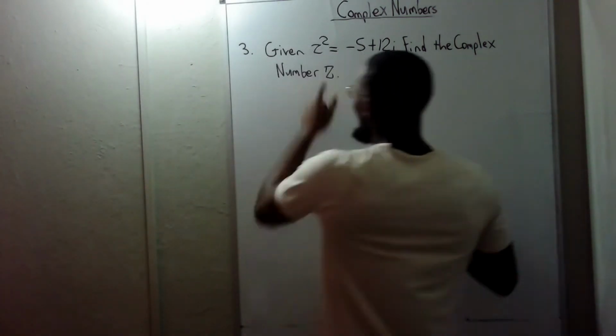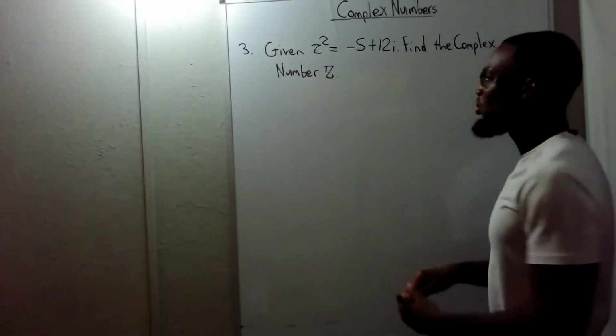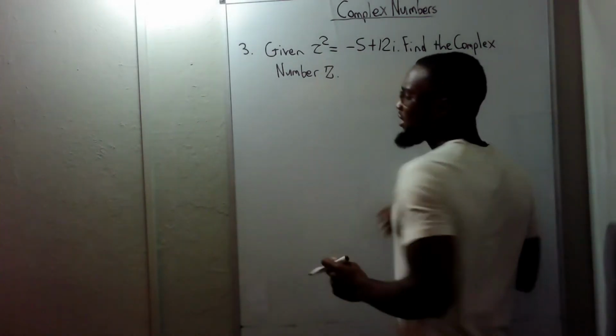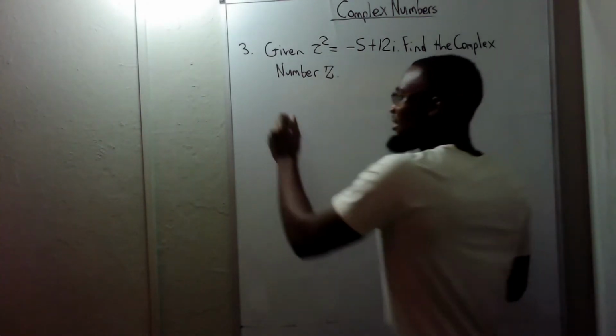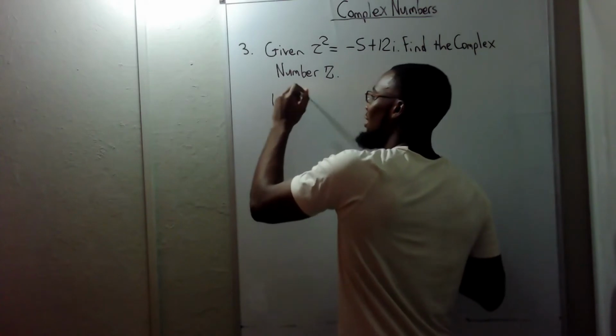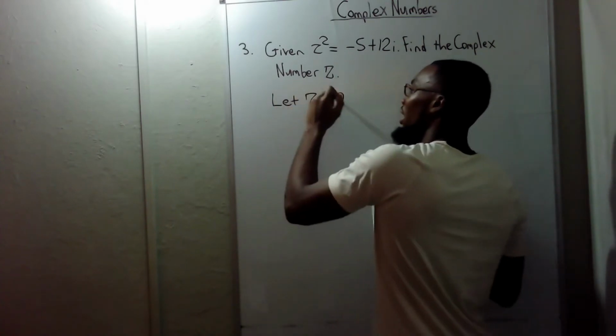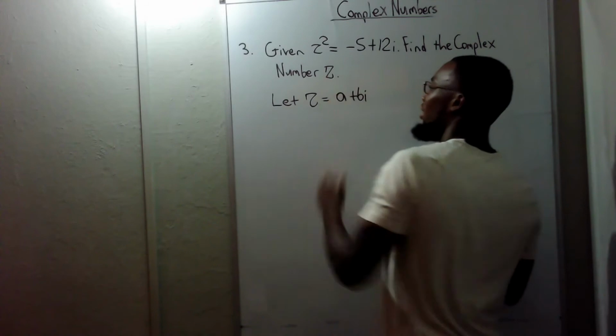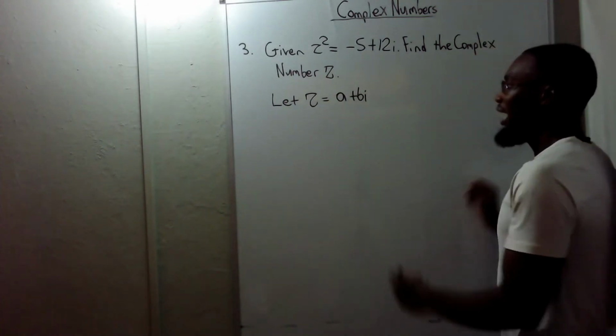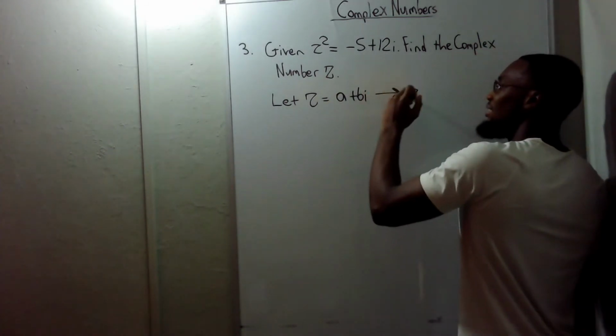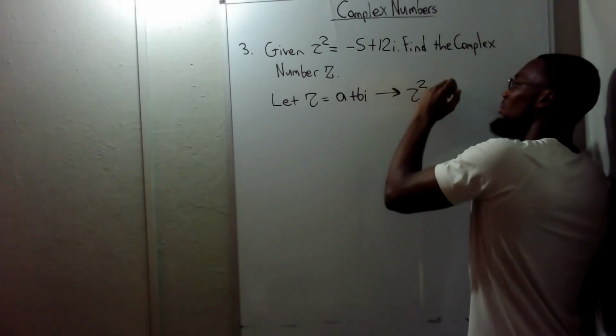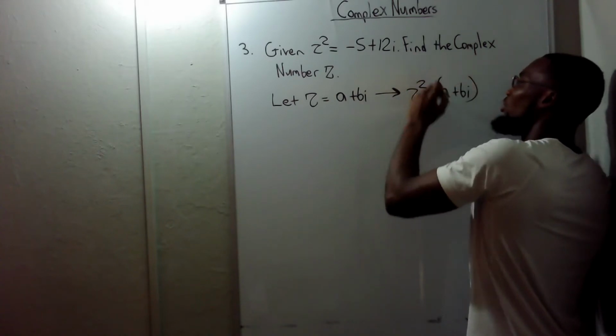So look at this. z squared is minus 5 plus 12i. So now z has to be some complex number. So we can say, let z be equal to a plus bi. If we call z a plus bi, then that implies that z squared would be a plus bi all squared.